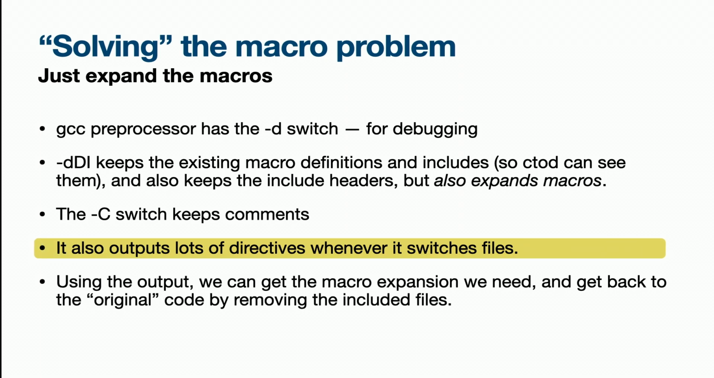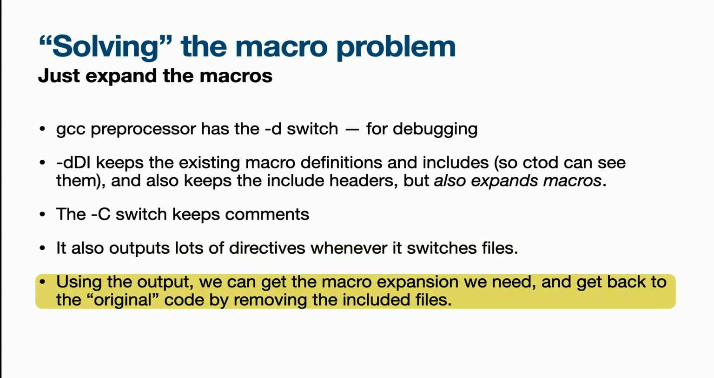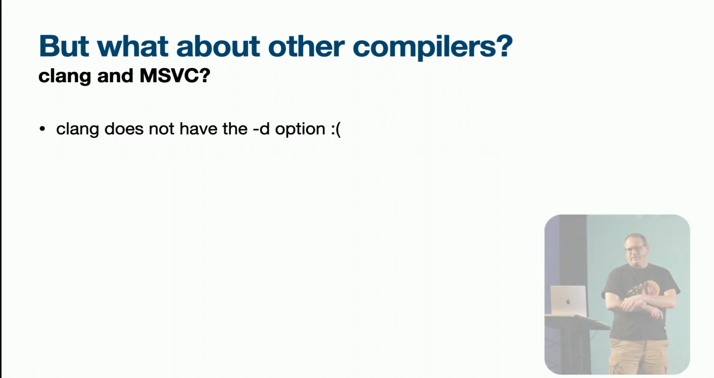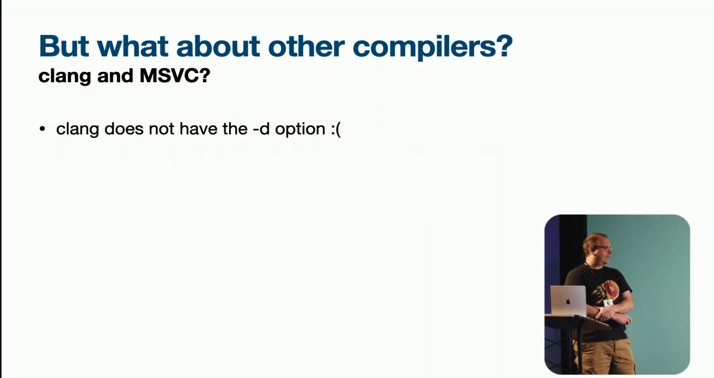#1, you'll see what it looks like. But using that output, if I write a tool, I can get the macro expansion we need and get back to the original code by removing the included files. But what about other compilers? That's good for GCC, but what about Clang and MSVC?